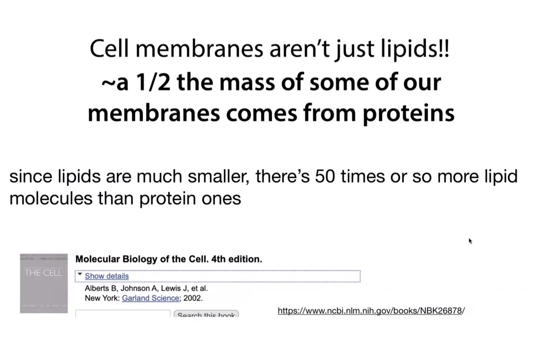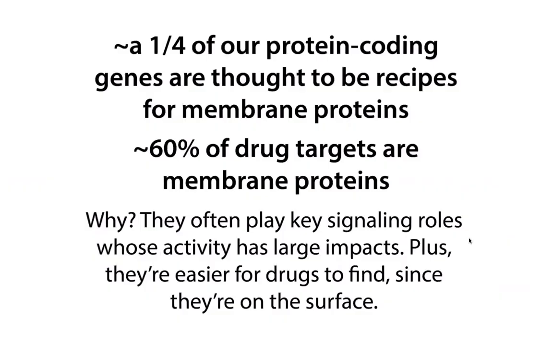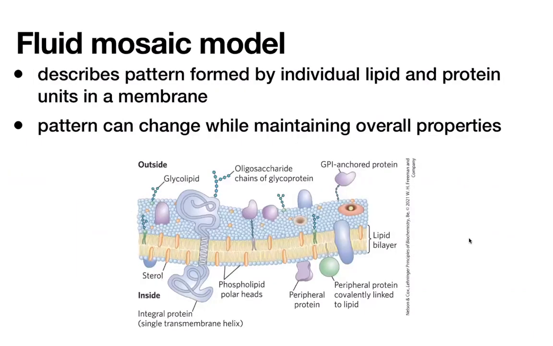So you're going to have big proteins interrupting all those lipids. And in fact, there's this thing called the fluid mosaic model that basically describes a pattern that's formed by individual lipid and protein units in a membrane. And this pattern can change while maintaining the overall properties. So inside of this membrane, we have all sorts of stuff. We have proteins attached, proteins going through, proteins attached to either side. We have those sugar chains attached. We have all sorts of stuff going on.